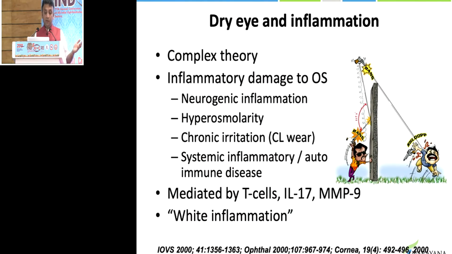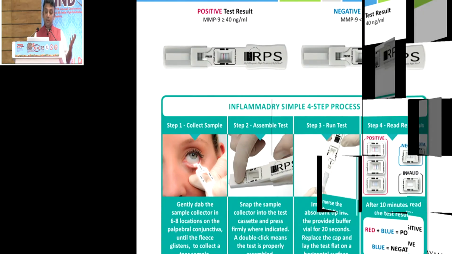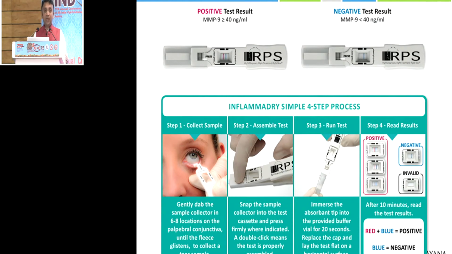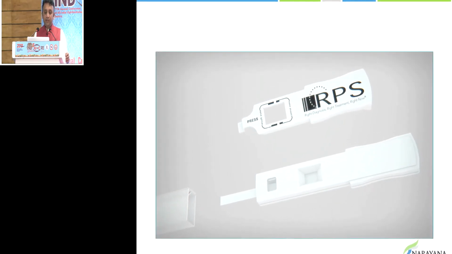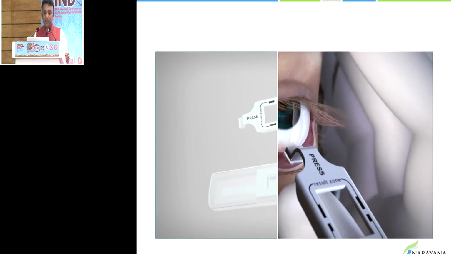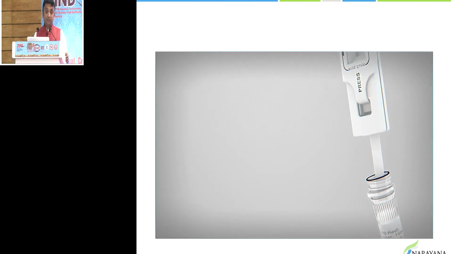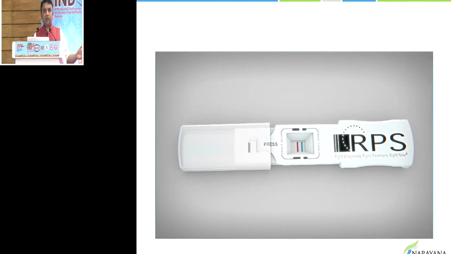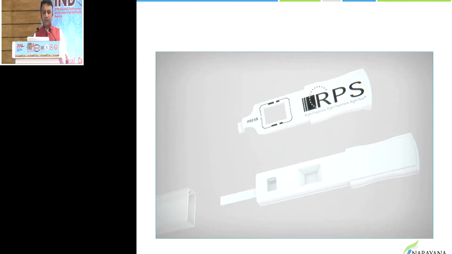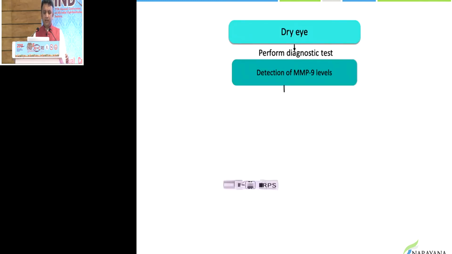Inflammation, Rushad told us about inflammation, and we know that there are now kits or devices which help us. So the lubricant part is over. I'm just touching on what else I can use along with the lubricant. If you see a test like this, which tells you that you have a higher MMP9 level, does it mean that it's sacrosanct and must be done in all cases? I won't say anything like that, but does it help?